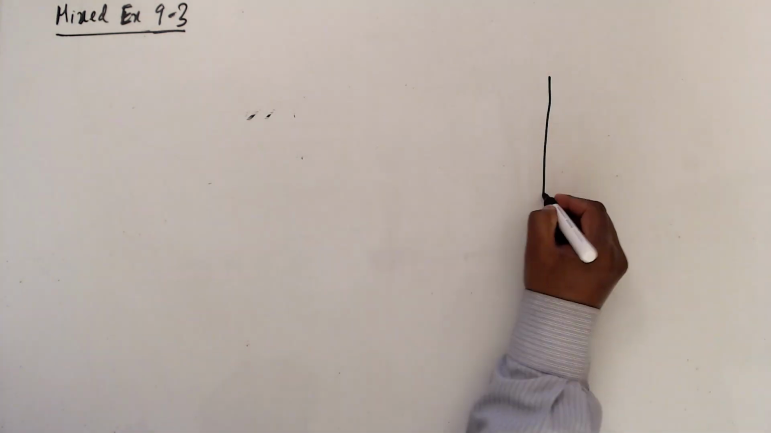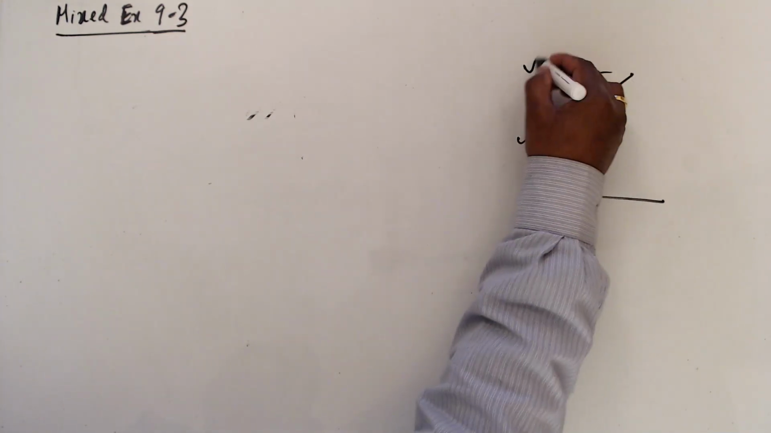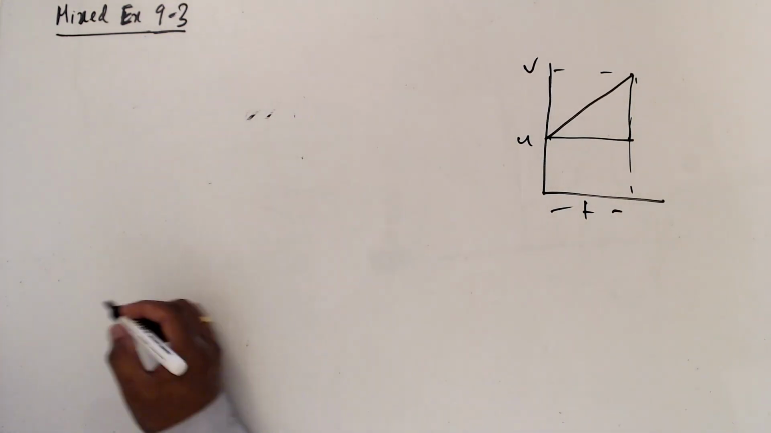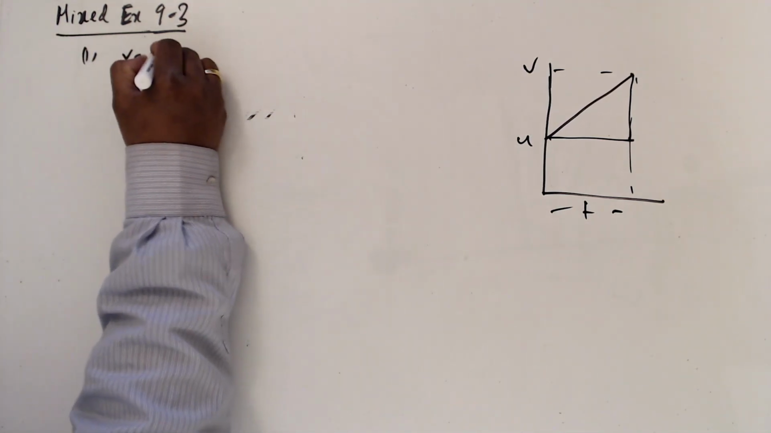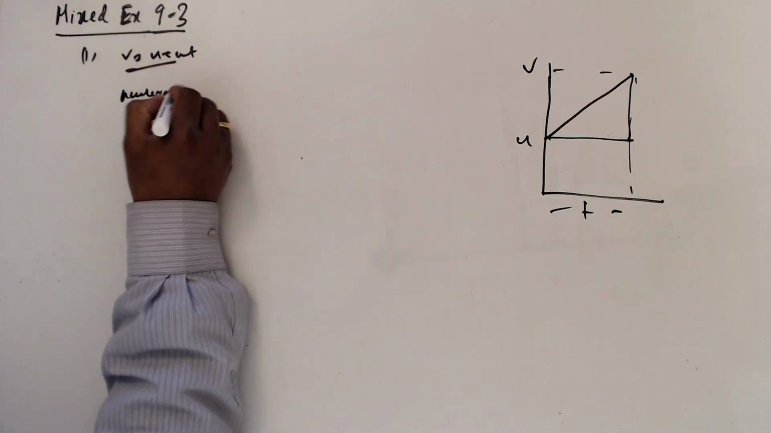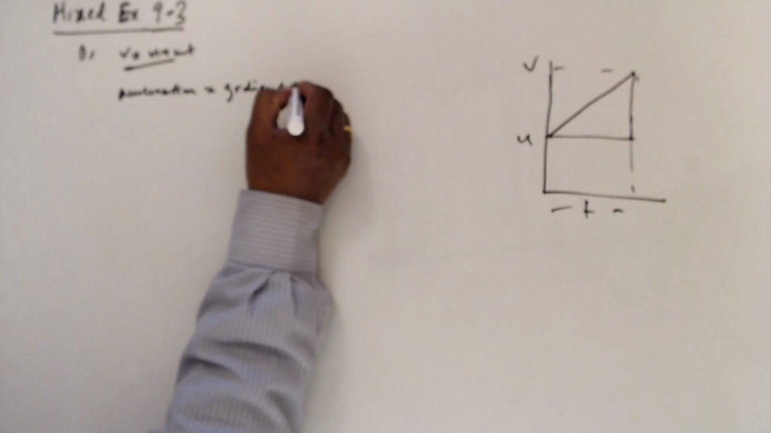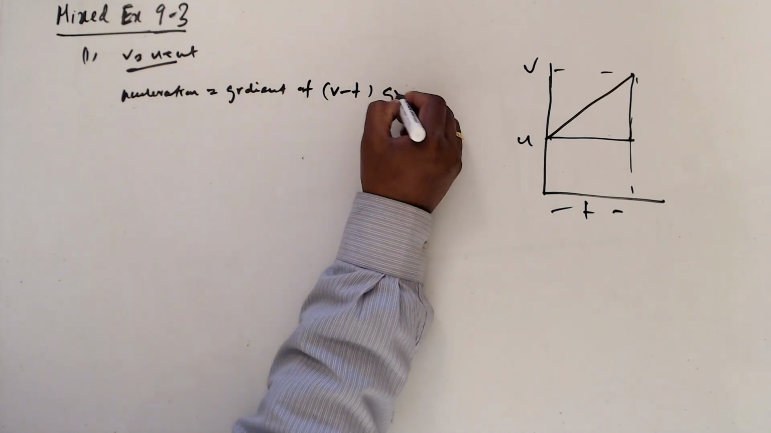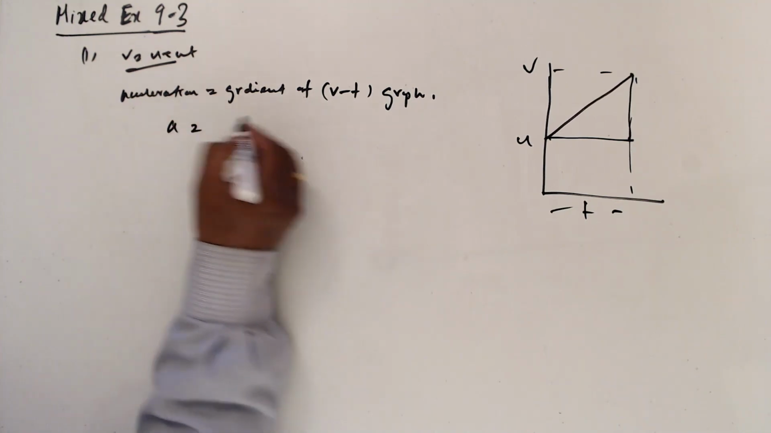This is a standard one. This is U, and this is V, and this is T, and we want to show that V equals U plus AT. The acceleration is the gradient of the velocity time graph. So acceleration, let's say A, then gradient.